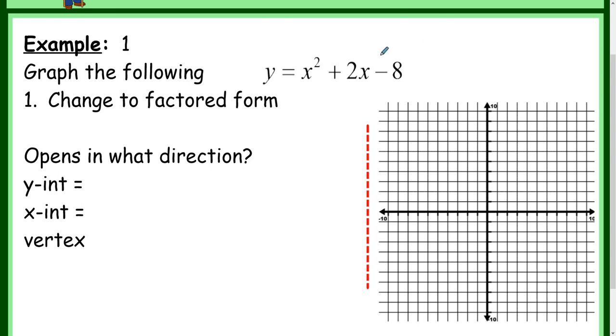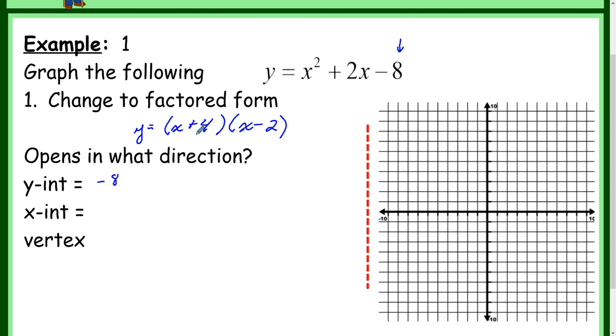So to put this into factored form, we need two numbers that multiply to get -8 but add to get +2. So y is going to be equal to (x + 4)(x - 2). And from here we can start identifying key points that help us to graph this equation. So our y-intercept is going to be our constant. So this is our y-intercept. That's going to be -8.